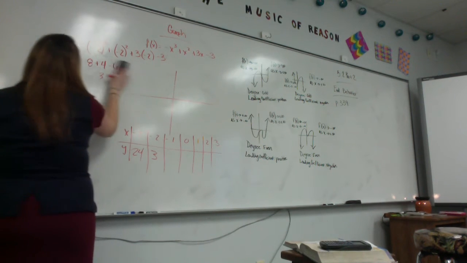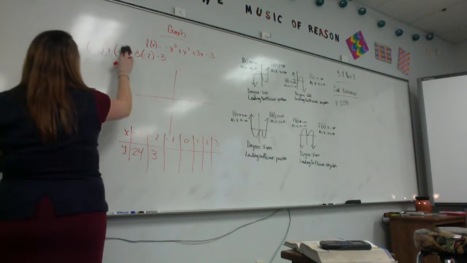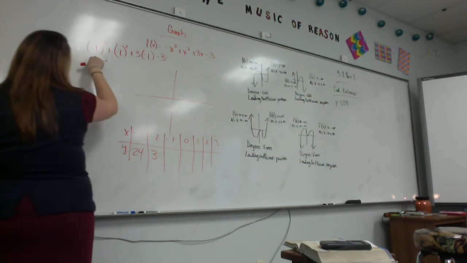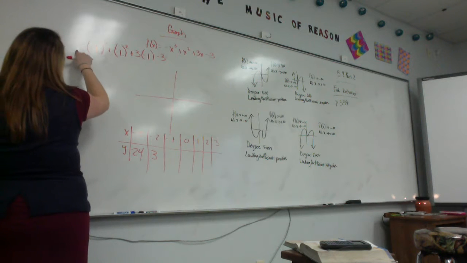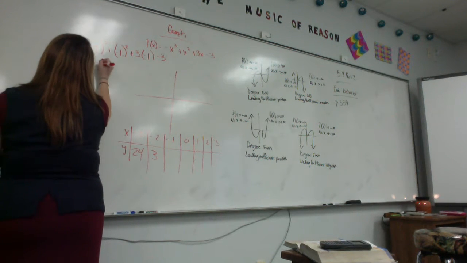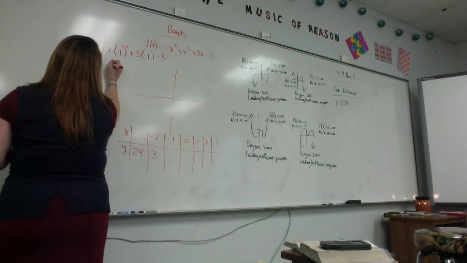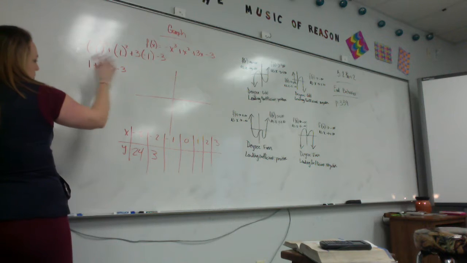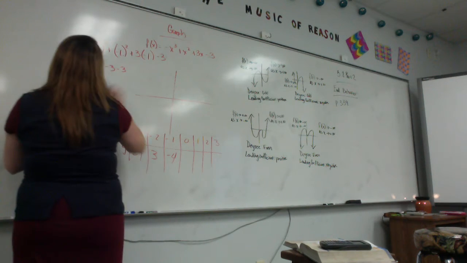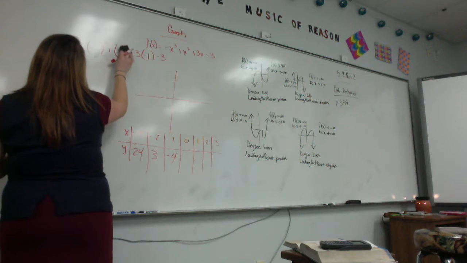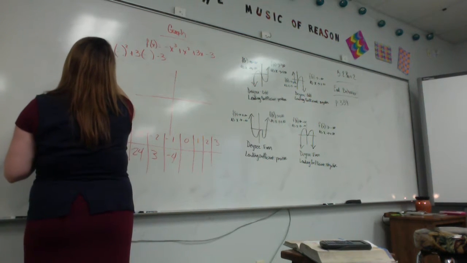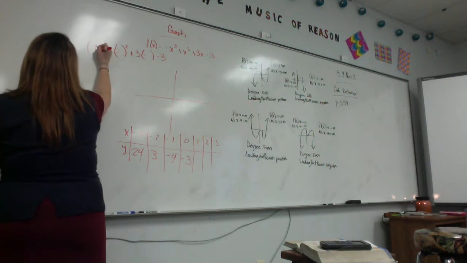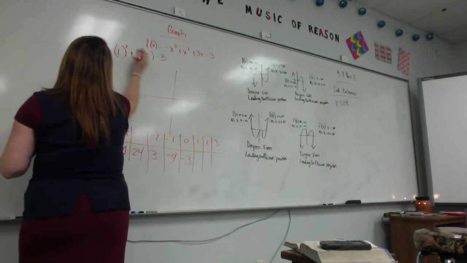Okay. Now, let's plug in negative 1. Negative 1 cubed. Negative 1 times negative 1 is 1. Negative 1 squared. 1. 3 times negative 1. Negative 3. And then negative 3. So negative 6 plus 2 is negative 4. What happens when I plug in a 0? It'd be 0, 0, negative 3.